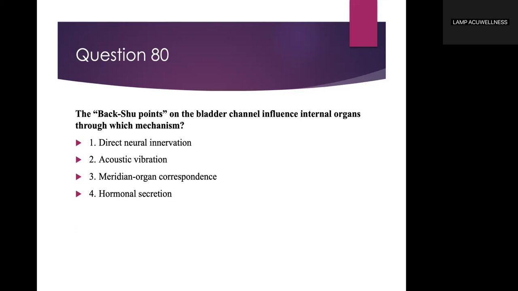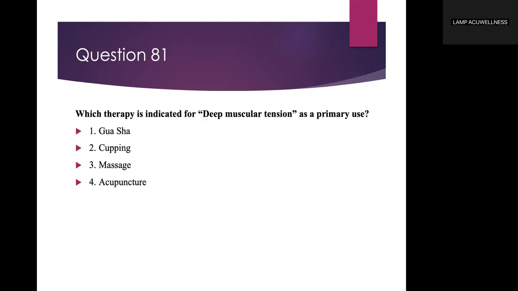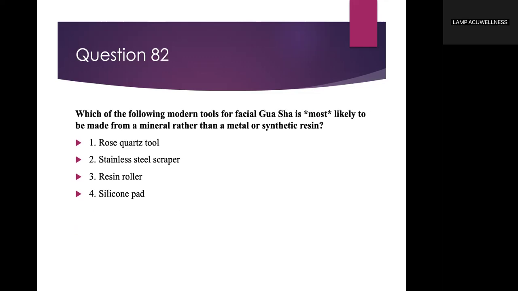The Back Shu points on the bladder channel influence internal organs through which mechanism? Through meridian organ correspondence. Which therapy is indicated for deep muscular tension as a primary use? Cupping. Which of the following modern tools for facial gua sha is most likely to be made from a mineral rather than a metal or synthetic resin? Mineral. So this is rose quartz tool.